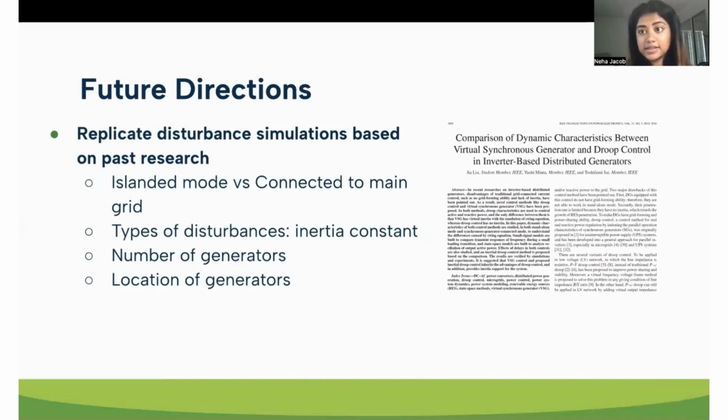The second is testing out different types of disturbances. For this, we'll be adjusting the inertia constant, the rotational inertia constant I was mentioning before. And then lastly, we want to check the number of generators and the location of these generators when we implement a VSG control loop and see its performance and response to any disturbances.